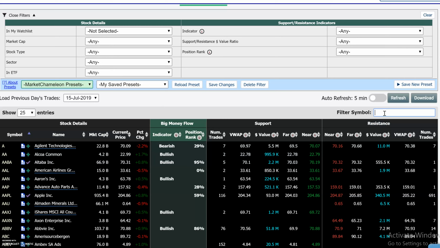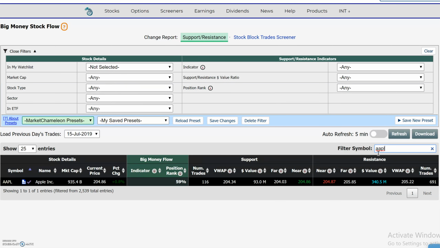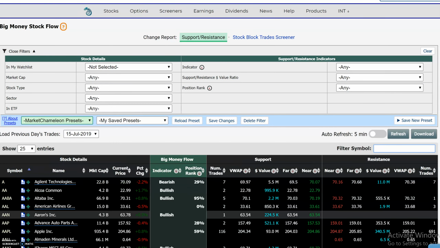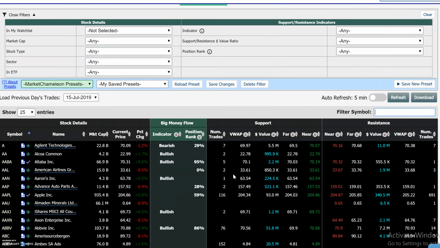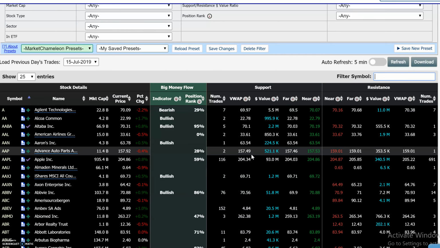If you wanted to scan and look for a particular one like Apple, you could just type the symbol over here in the filter symbol. Or if you just want to take a look at all of them, we'll just have the full list for this example, and then we'll use the filters to narrow things down.